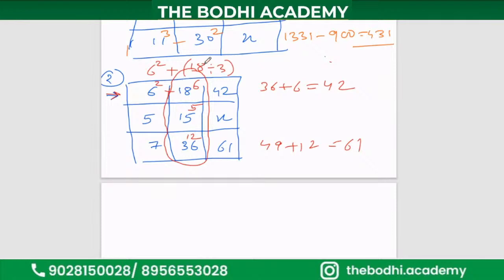Whatever the middle number, first of all you have to do the square of the first number, and then divide the second number by 3, and whatever answers you get, add them together. 5 fives are 25, plus 5, you get 30 as the answer.